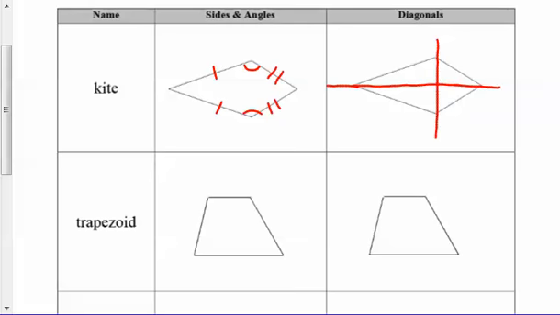This diagonal that runs a long way, that cuts them into two triangles, also bisects the other diagonal at a right angle. It also bisects the angles that it intersects. So the diagonal that goes long bisects the other diagonal, and bisects the two angles. So be able to recognize that.